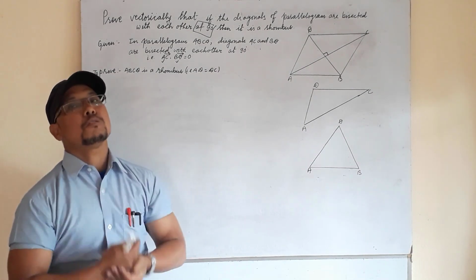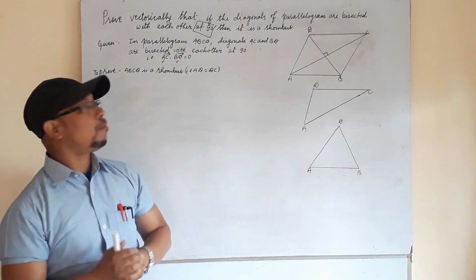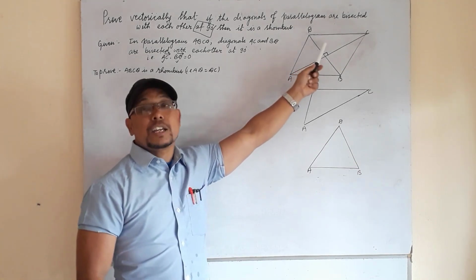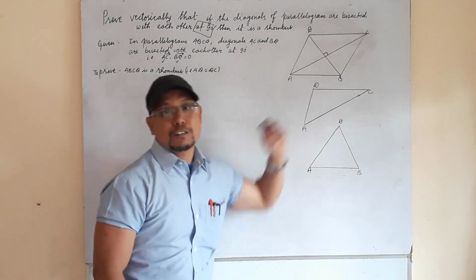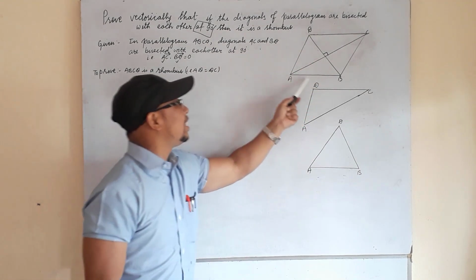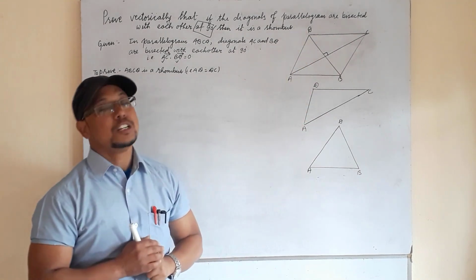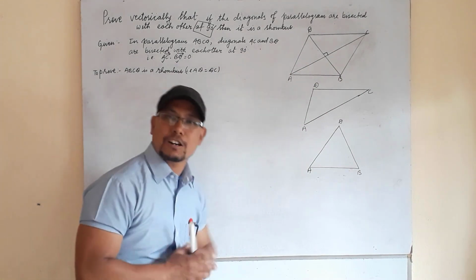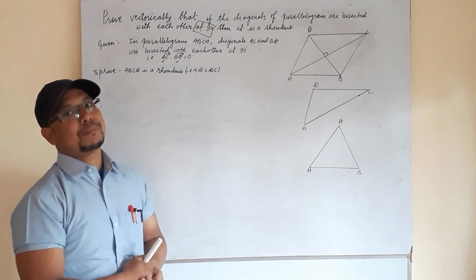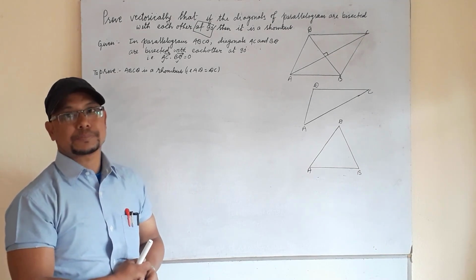So how to show it is a rhombus? It is already given as a parallelogram, so opposite sides are equal, and to prove a rhombus, all sides need to be equal. If all sides are equal, then this parallelogram is called a rhombus.